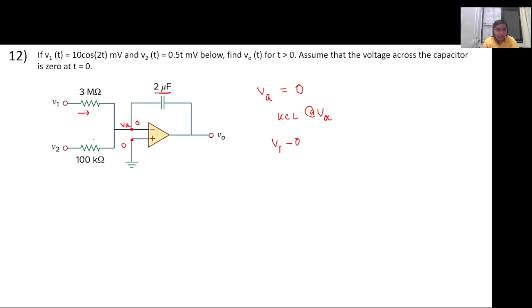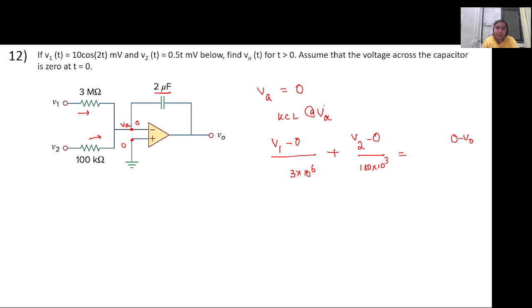So current here will be (V1 minus VA) by 3 into 10 to the power 6, plus (V2 minus VA), that is 0, divided by 100 into 10 to the power 6, will be equal to VA minus 0 minus 0 upon... and in terms of S we can write it.